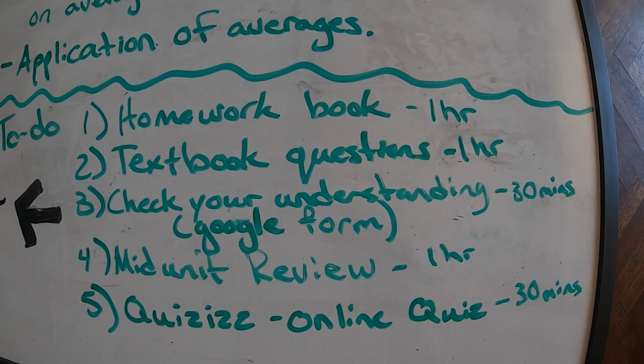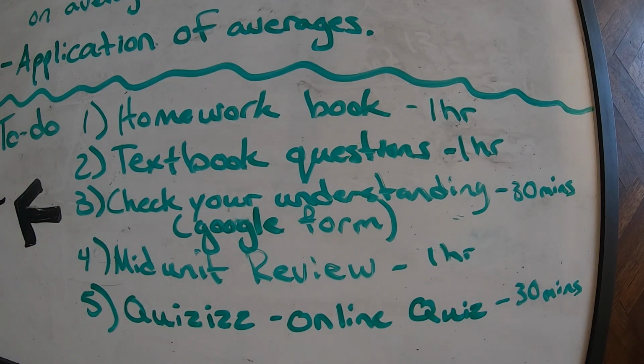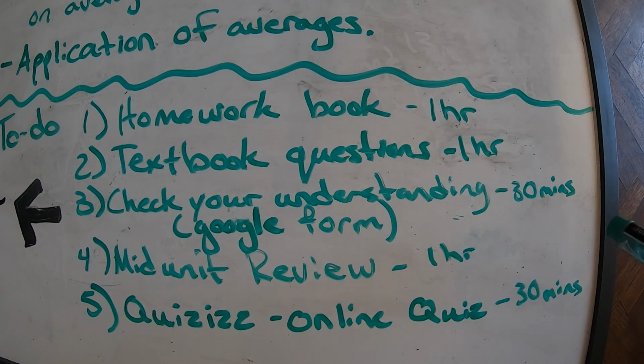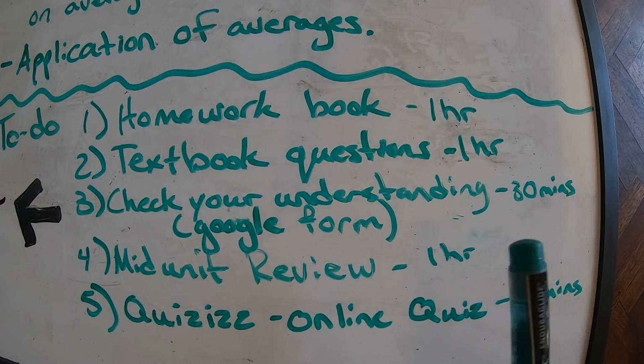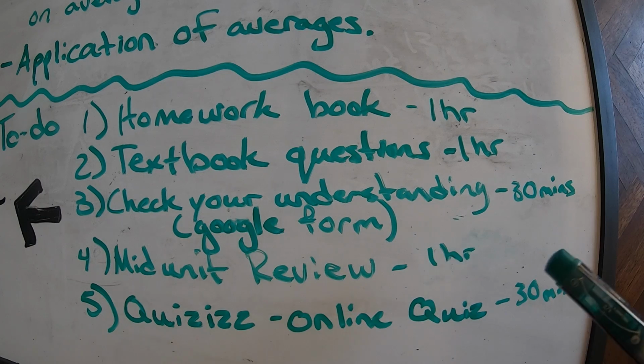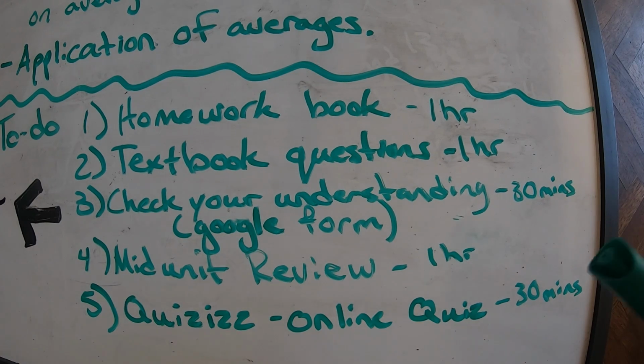Third thing, I've created a Google form. I'm calling it Check Your Understanding. It's basically a Google form where you can input all of your answers from the homework book, and then at the very end you hit submit, and then it'll give you a mark. So that is a good way to keep track of how you're doing, and allows you to see, okay, these questions I didn't understand, these ones I got, and then based on that, you can actually write down some stuff. So maybe you're having some issues with the application of averages or whatever it may be, and then you can write that down, and then during the video chat, we can talk about that.